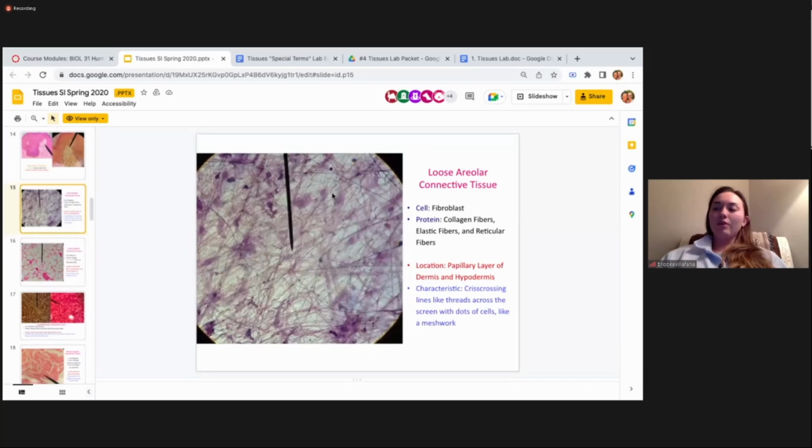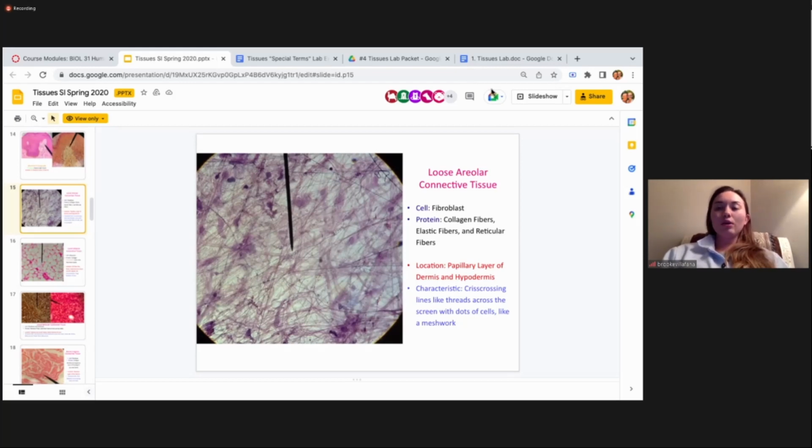This is very distinctive. Most students don't struggle at all on the test with loose areolar connective tissue. Again, if you've been studying, if I see a student miss this one, I'm pretty sure that they never even looked at it under the microscope. It's very distinctive.